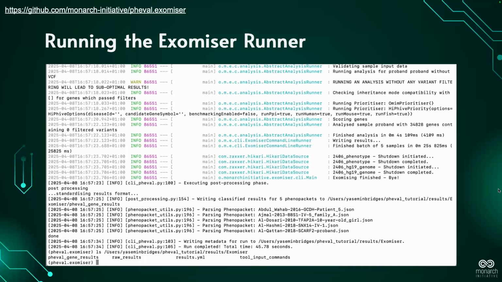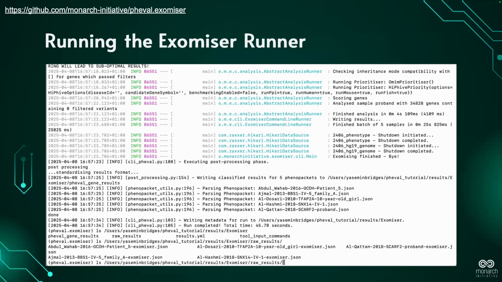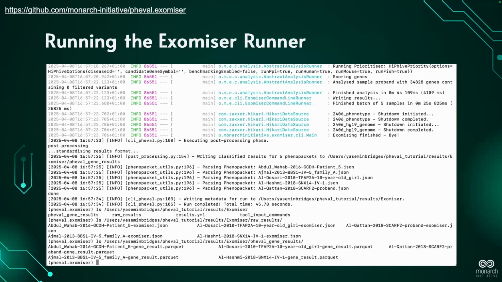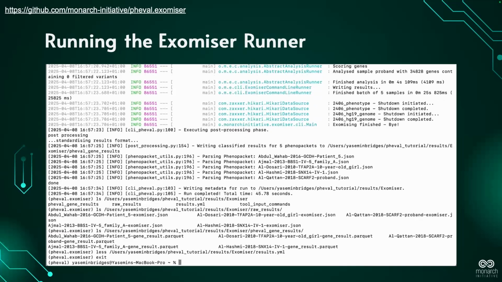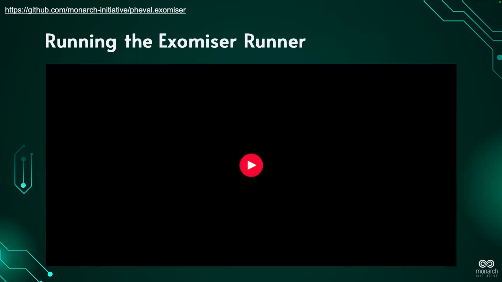And we could check. This is from PhEval. We've got some results in the raw results, these are the Xmizer JSON results, and then we can check to see if they've been post-processed. So then we have the Parquet files. And then PhEval also spits out a results.yaml file, and this is just some metadata of the run. So it's the timestamp, what corpus was used, the tool and the tool version, and the configuration. So this helps with just tracing back what we need to see. And that's that.